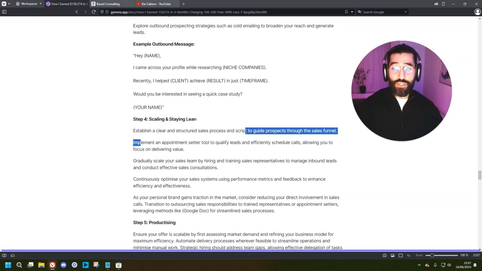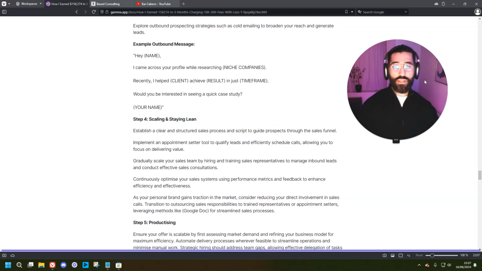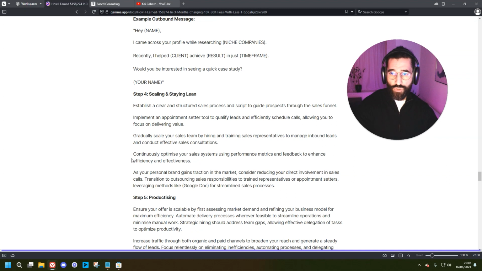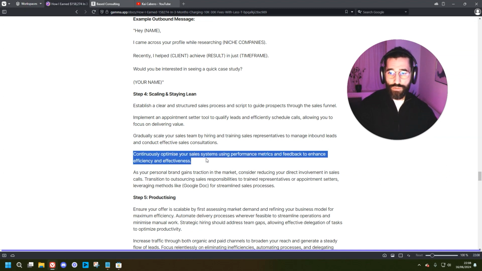So establish a clear and structured sales process and script to guide prospects through the sales funnel. Implement an appointment setter tool to qualify leads and efficiently schedule calls, allowing you to focus on delivering value. And then gradually scale your sales team by hiring and training sales reps to manage inbound leads and conduct effective sales consultations. So team grows, you're still staying lean. Profits are really high, you're good.